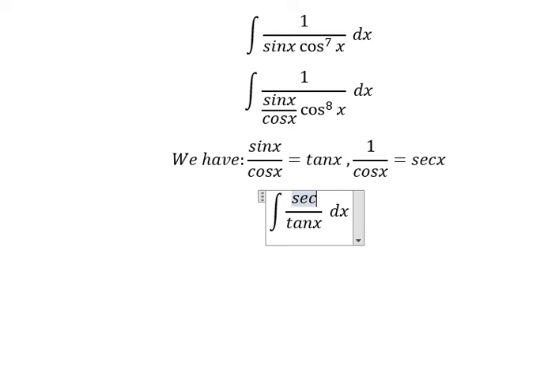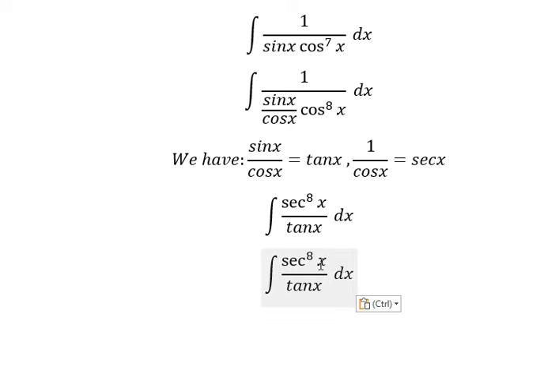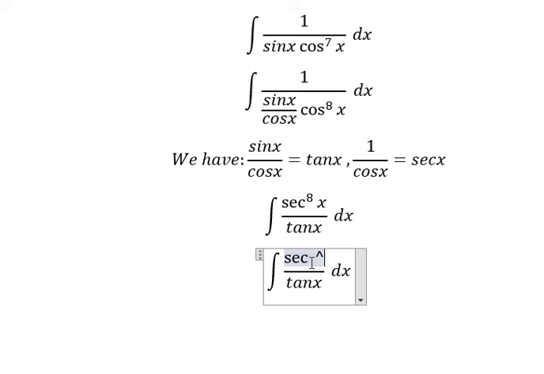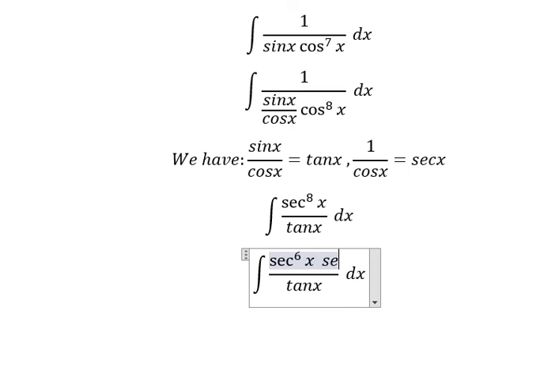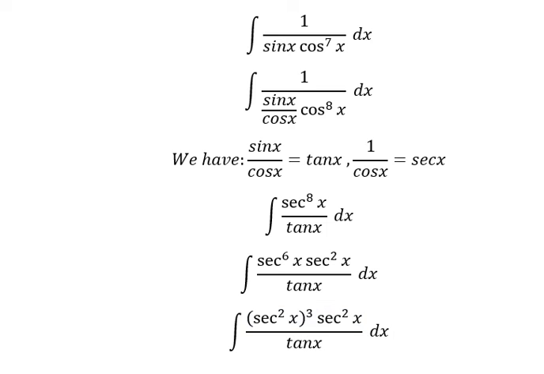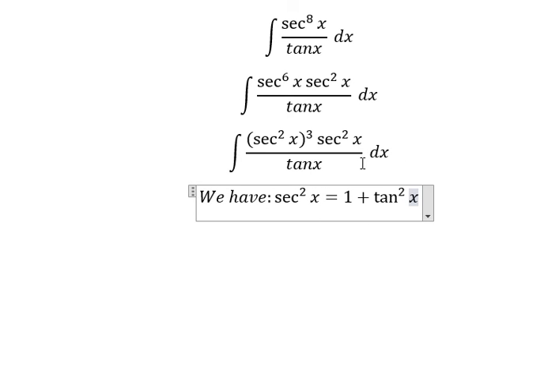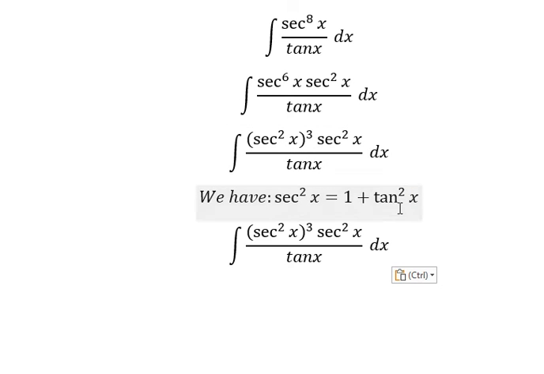So we have secant of x to the power of 8. So this one I will put about secant of x to the power of 6 and secant of x squared. So this one we need to change into secant of x squared to the power of 3. Now we have the formula in here. Secant of x squared equals to 1 plus tan x squared. Now we need to put this one going here.